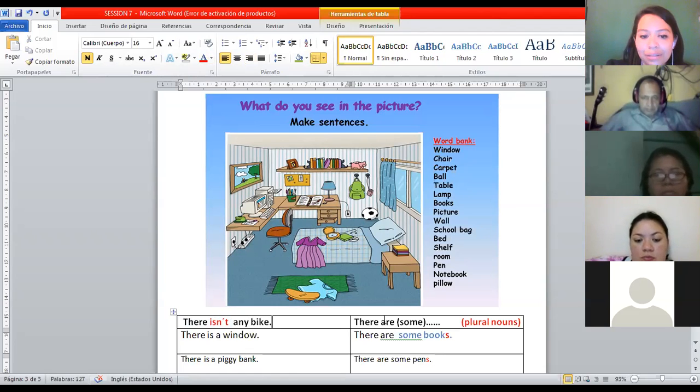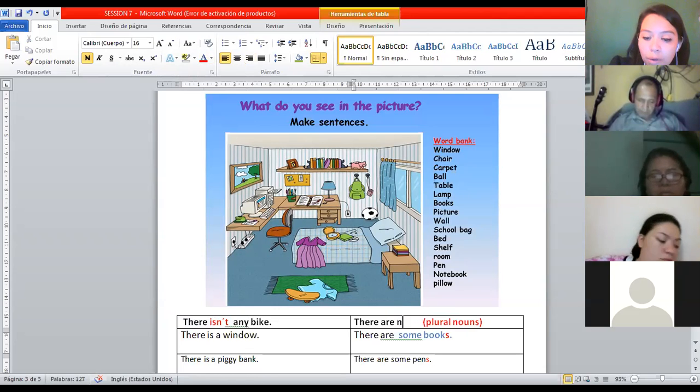No hay bicicletas, all right? There isn't any bike. What about some? This is the same story here, okay? I am going to use the negative form. So I am going to type not. There are not, and again, I will use any. Any significa ninguno in negative sentences. There are not any, let me see, for example.